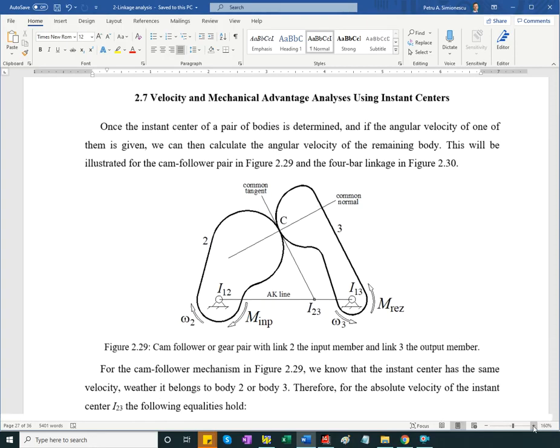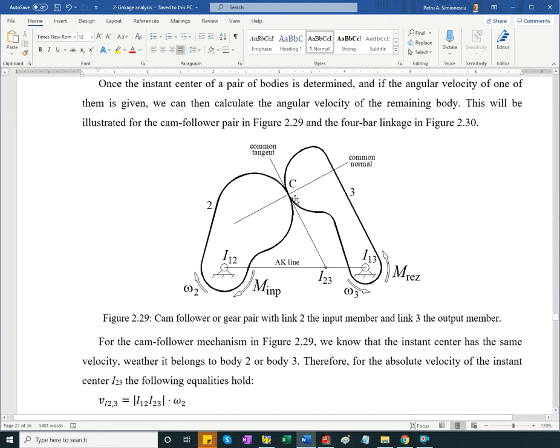So I'm showing here a cam follower pair of some sort, where body 2 is the input, body 3 is the output. I have an assumed input angular velocity, and also I'm loading it with a resisting moment, and I work against the resisting moment with an input moment.